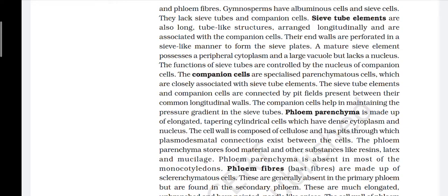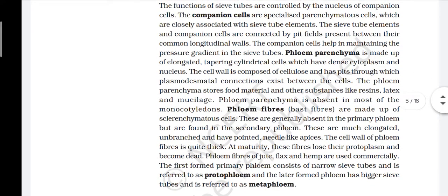Phloem fibers, also called bast fibers, are made up of sclerenchymatous cells. These are generally absent in the primary phloem but are found in the secondary phloem. These are much elongated, unbranched and have a pointed, needle-like apex. The cell wall of phloem fibers is quite thick. At maturity, these fibers lose their protoplasm and become dead. Phloem fibers of jute, flax and hemp are used commercially.